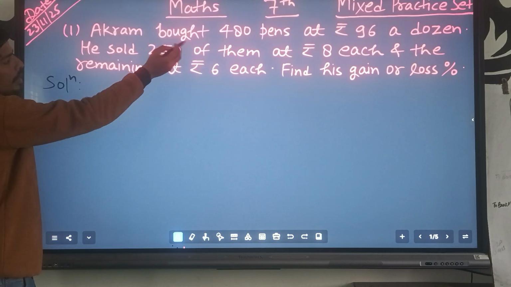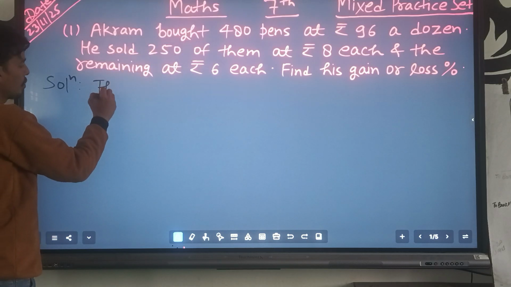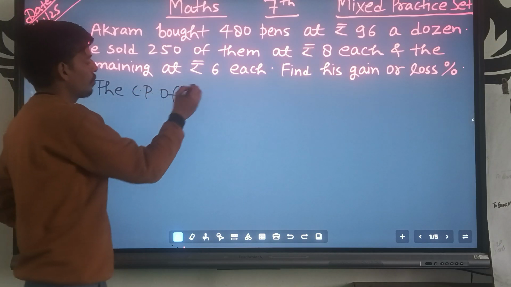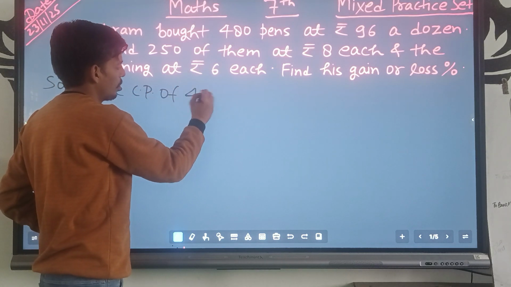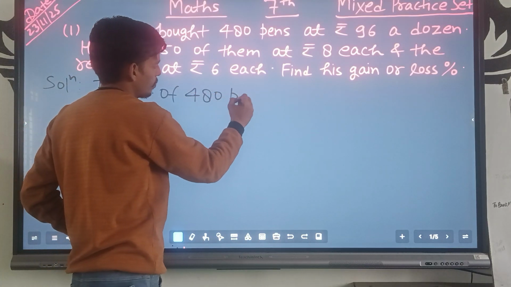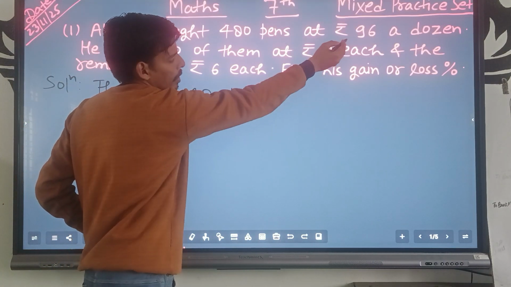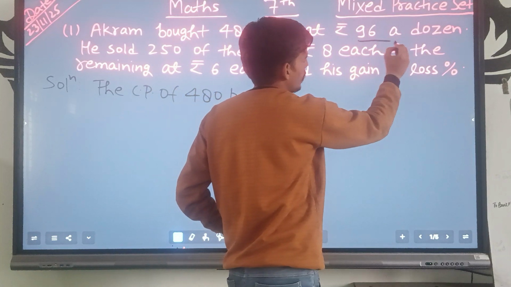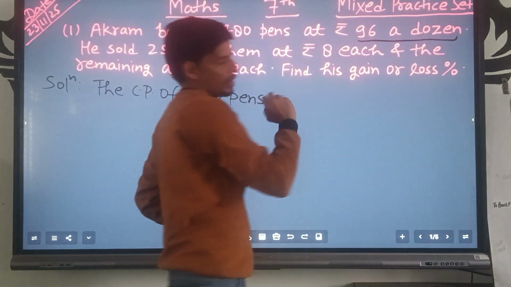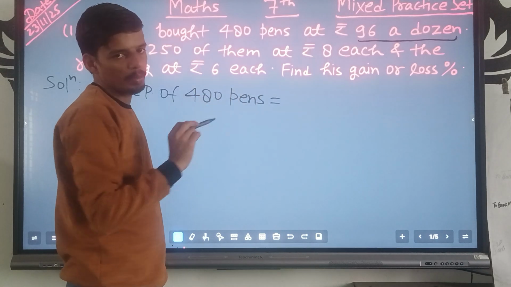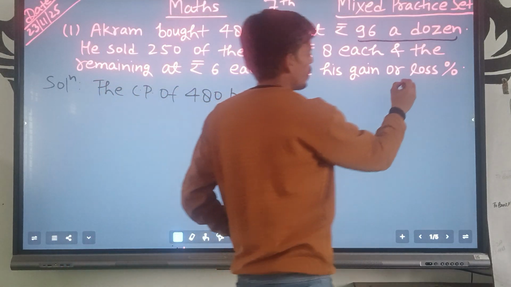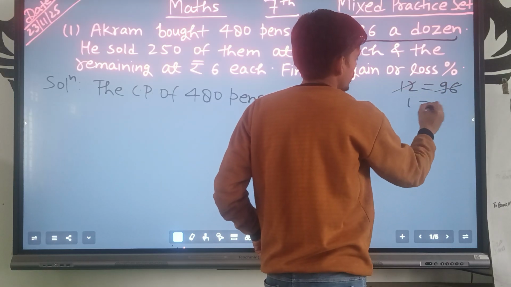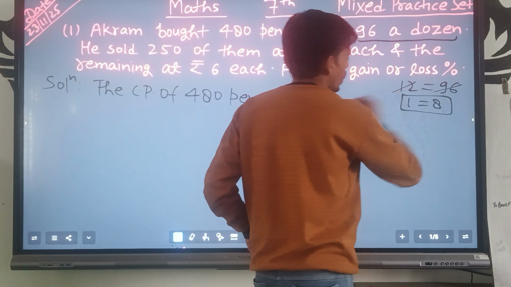At first, the CP of 480 pens. The CP of 1 dozen is 96. Means the rate of 1 piece is rupees 8. The value of 12 is equal to 96. So 12 8s are 96. Means the CP of 1 pen is rupees 8.